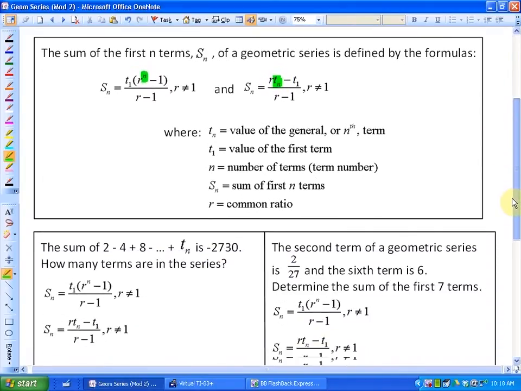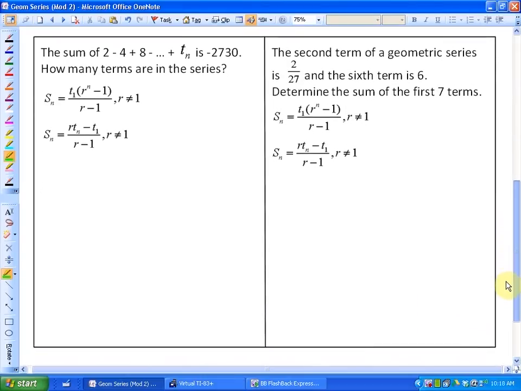So we're going to look at two problems in this particular case. If you ever want to reverse and pause to look at the formula more closely, you could. I have them listed here again. The first question says the sum of 2 minus 4 plus 8 minus, etc., plus tn is negative 2,730. How many terms are in the series?